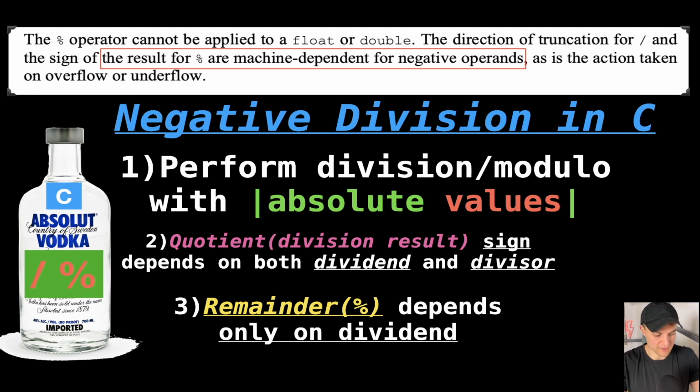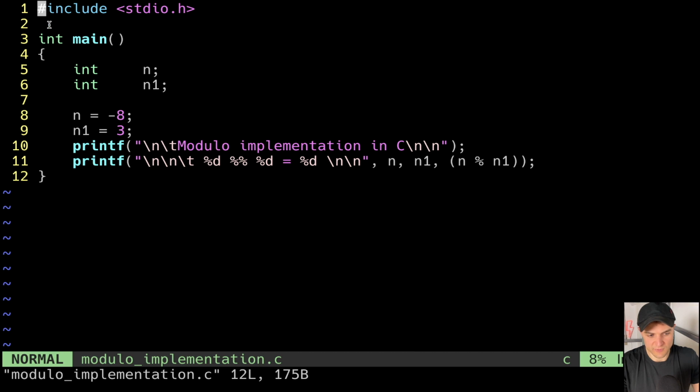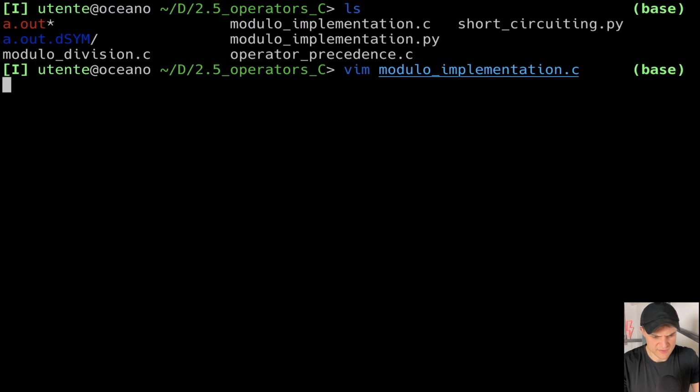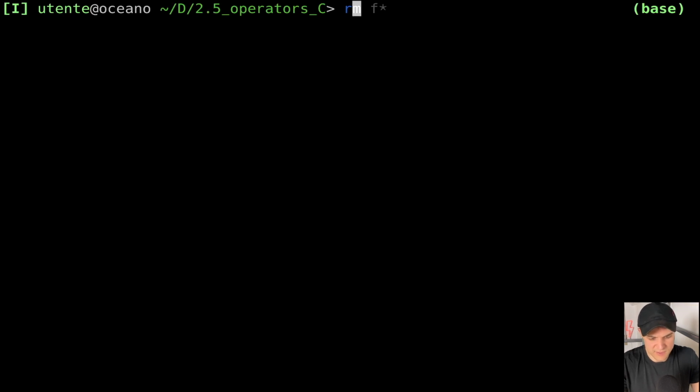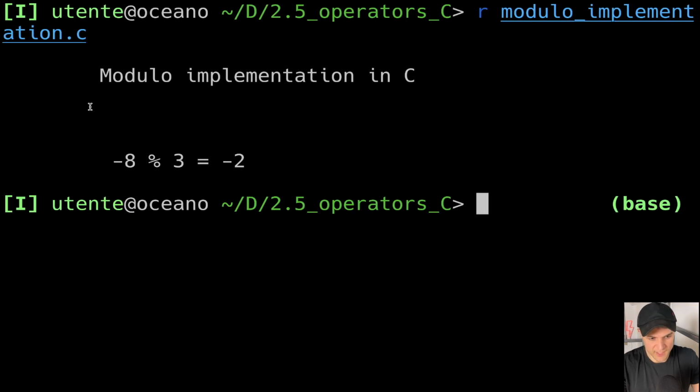Let's watch a practical example. So here I have a little program that is going to show you a modulo implementation. Let's just run this code and let's watch the output. Okay, here it comes. I have modulo implementation in C. -8 modulo 3 is equal to -2. So I do the normal operation with absolute values. 8 modulo 3 is equal to 2, right? Because this is the remainder of 8 divided by 3. Then I give the sign to the remainder depending on the dividend, which is -8.